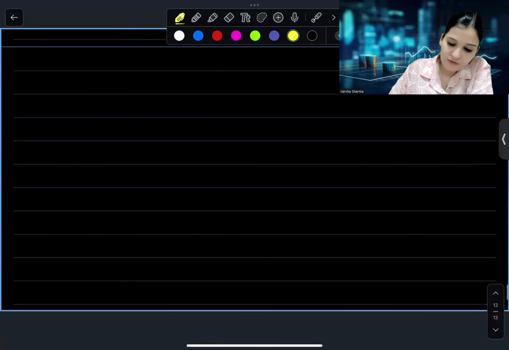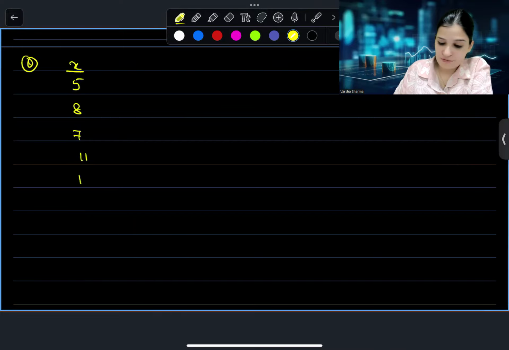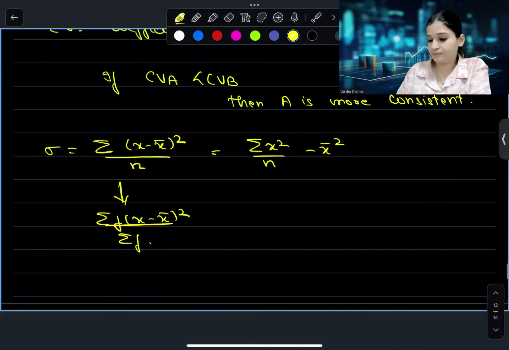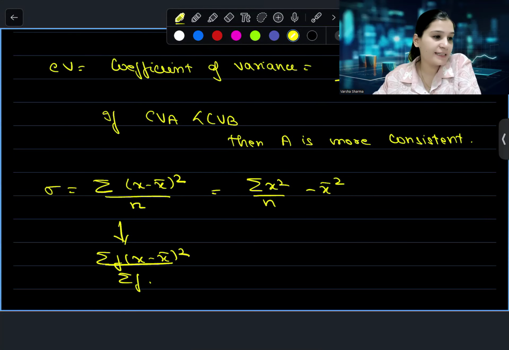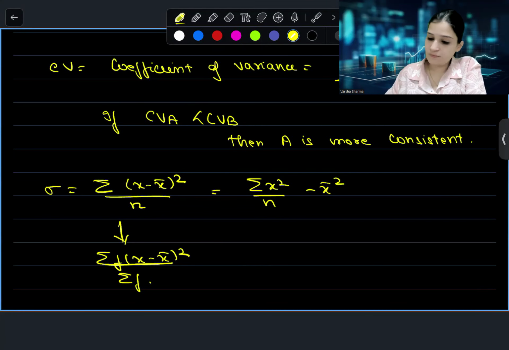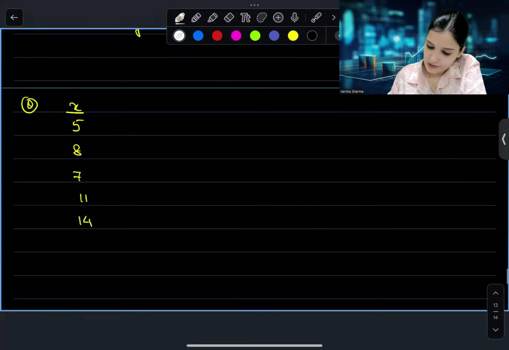Question. First, individual series: 5, 8, 7, 11, 14. Find the mean. First find the mean of 5, 8, 7, 11, 14. Here the mean is 9.